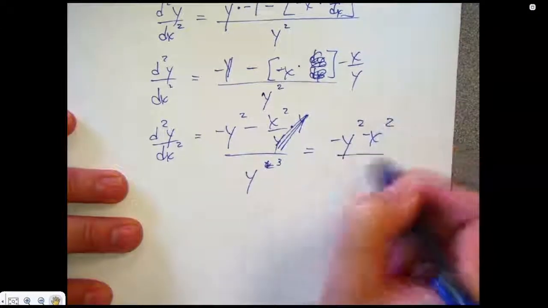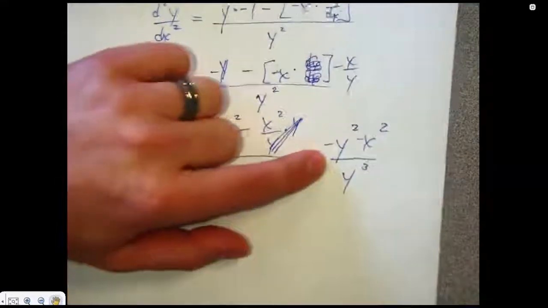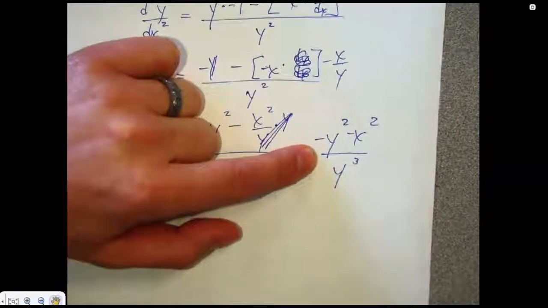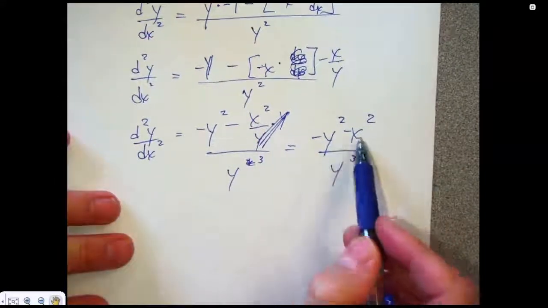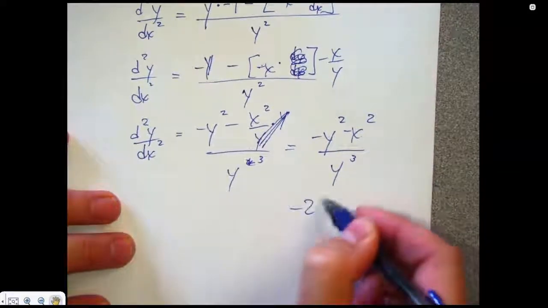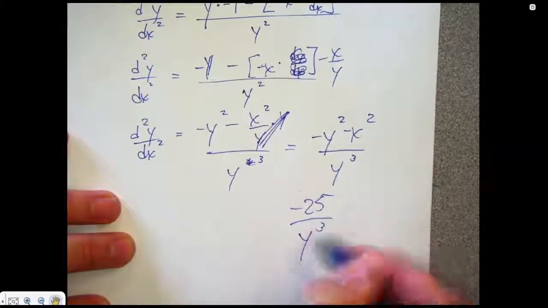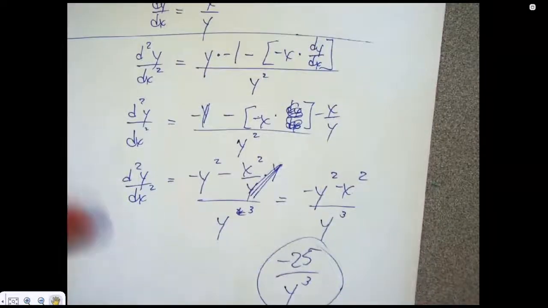So this is an acceptable answer. Like, you're done. That's correct. But we could go back and say, okay, negative y squared minus x squared is really negative 25. This is why some of you just shouted out the answer right away. But that's fine. Do you understand the process? Is what I'm trying to get to. Question on this one?